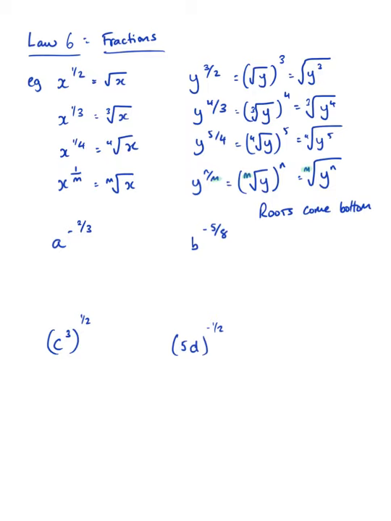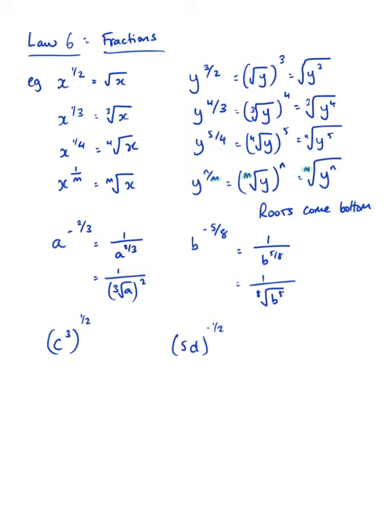So we can combine it with our negative power. So a to the minus 2 over 3 is the same as 1 over a to the 2 over 3, which is 1 over the third root of a squared. So b to the minus 5 over 8, same as 1 over b to the 5 over 8. So it's 1 over the 8th root of b to the 5.